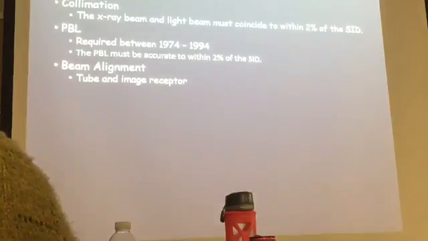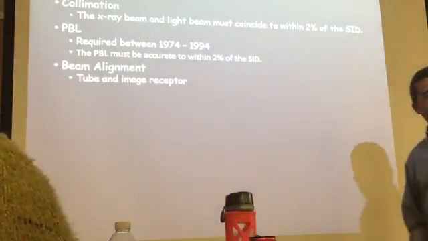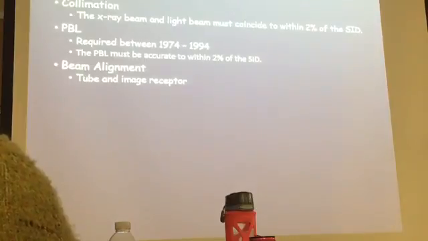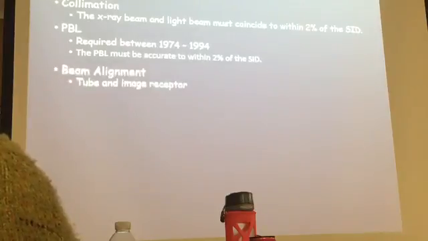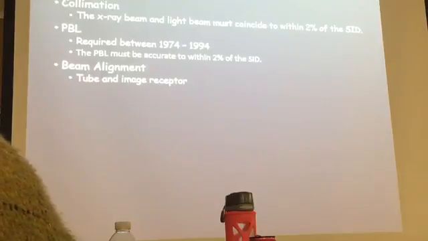Beam alignment. The tube and the image receptor need to be aligned. There is another test that we'll do, I'll show it to you next semester, where you measure and make sure that the alignment of the light, what is indicated as light, and the image receptor are in place.